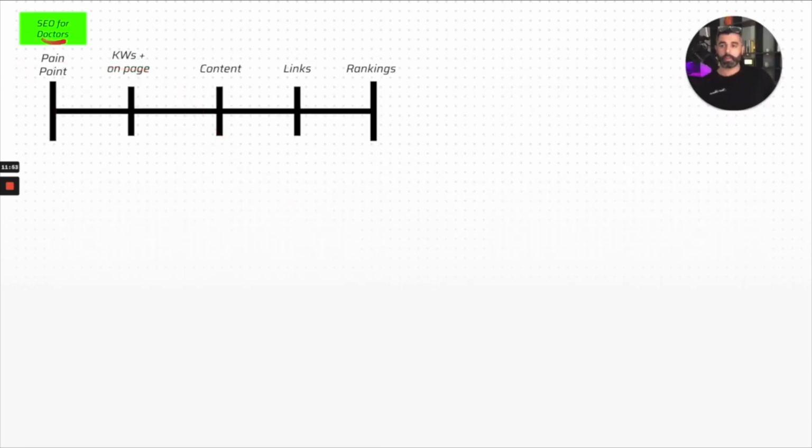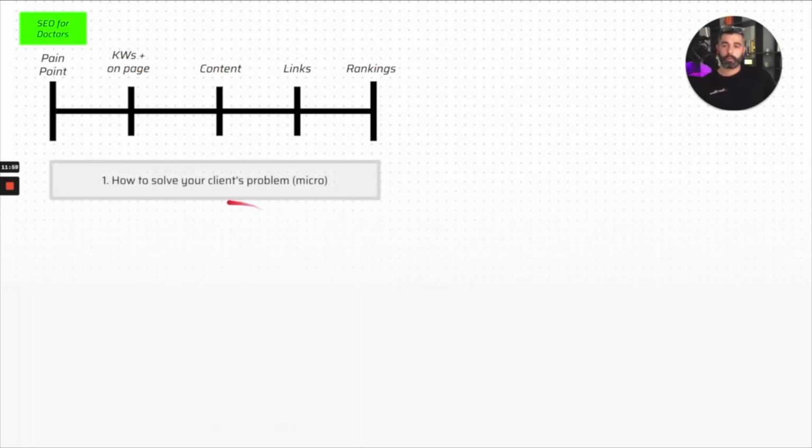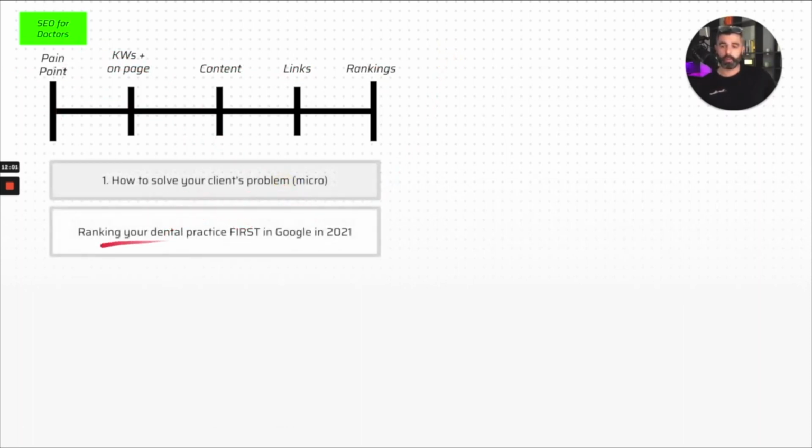So let's go through another example. SEO for doctors. The pillars are keywords and on-page, content, links, and then ultimately rankings will make them a happy client. So let's go through how to solve their problems on the micro level. Ranking your dental practice first in Google in 2021. Literally, this is what they want. This is what we're going to show them how to do. And we're going to show them our entire project plan. We're going to show them our entire process. We're going to show them client results, and we're going to show them deliverables.